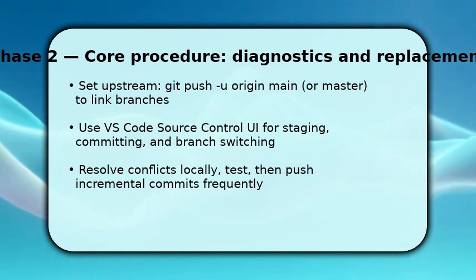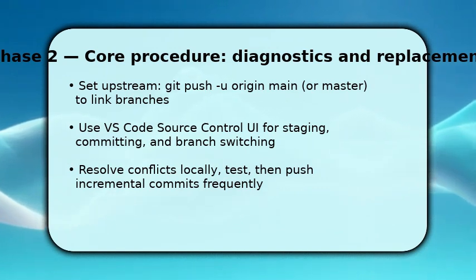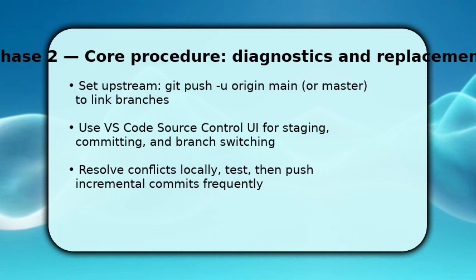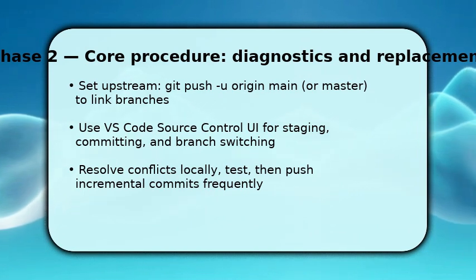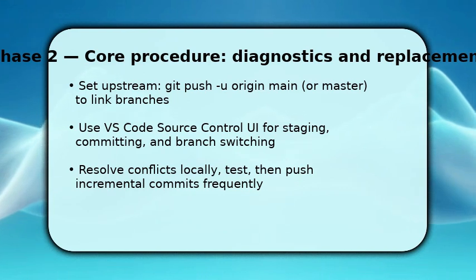Use the source control panel to stage files, write clear commit messages, and switch or create branches for features. If conflicts occur, open the diff view in VS Code, resolve lines, then commit. Make small, frequent pushes to keep history clean and remote sync reliable.